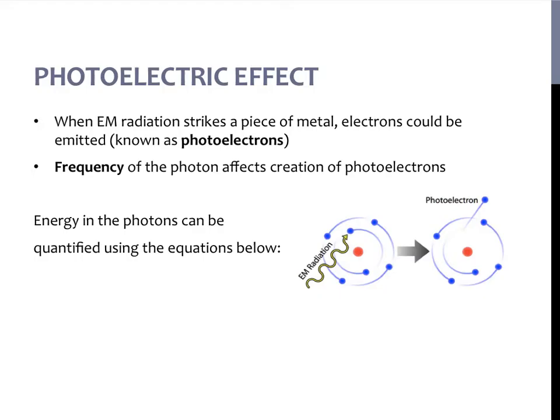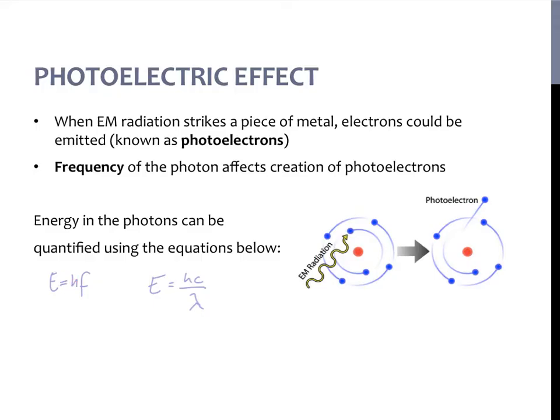And so this energy in the photons can be quantified using these equations. These are on the reference table. E equals hf, and E is equal to hc over lambda. So typically we go by the frequency, but in case they don't give you frequency, you've got to find it through wavelength.